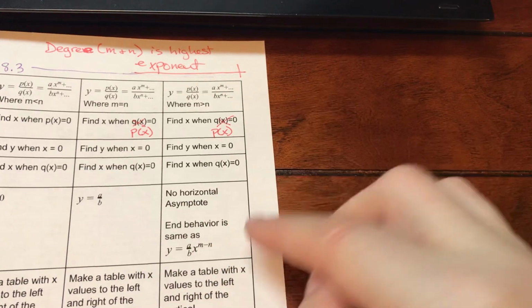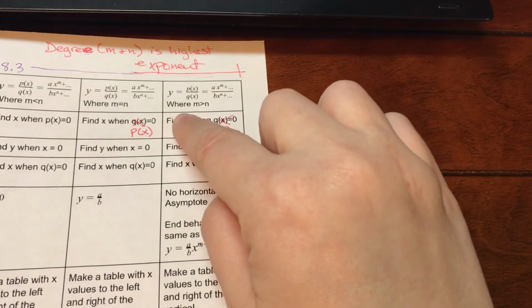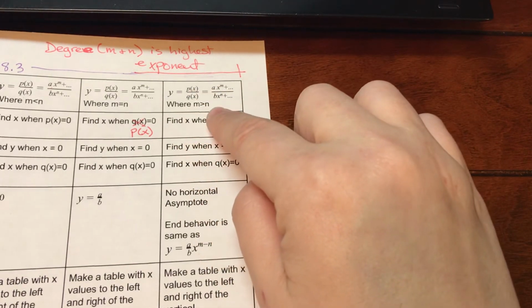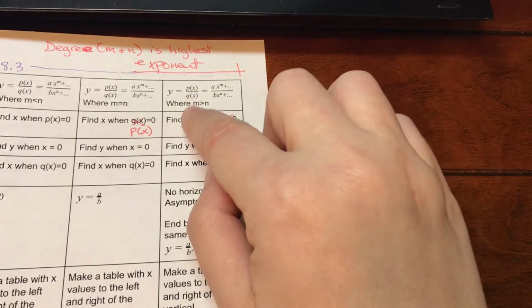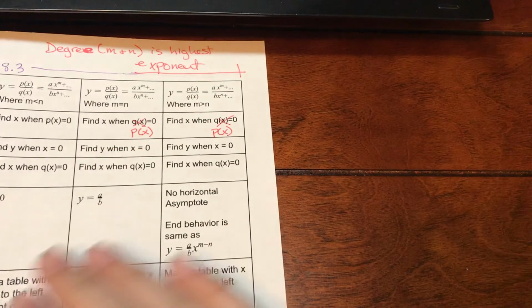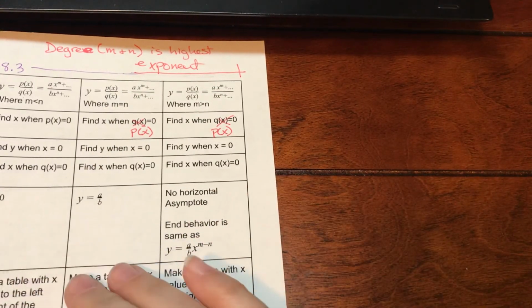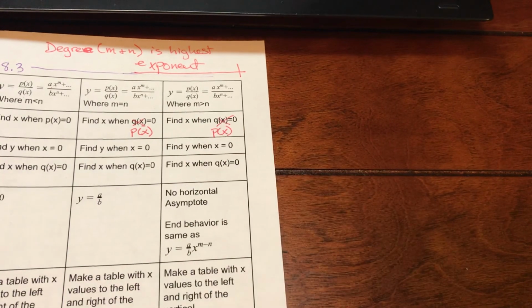I'm going to say that like 3 more times. Do not worry about end behavior except where m is greater than n. We only worry about end behavior when m is greater than n. At this point, you don't need to think about end behavior for rational functions except when m is greater than n.